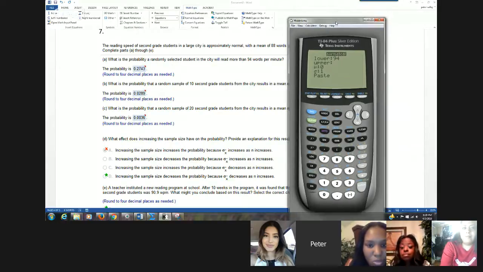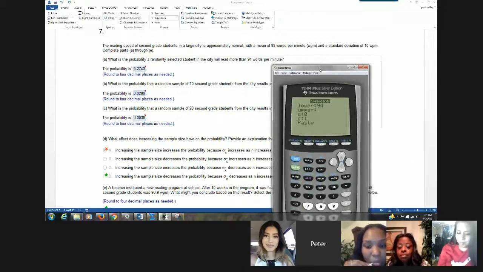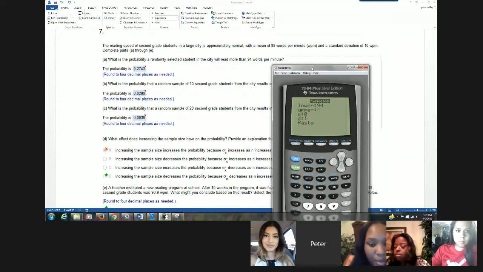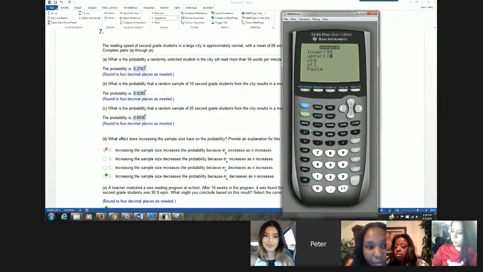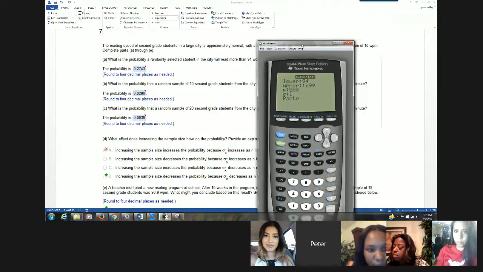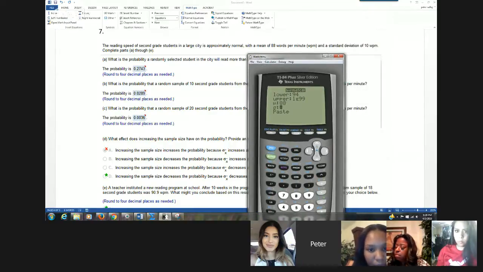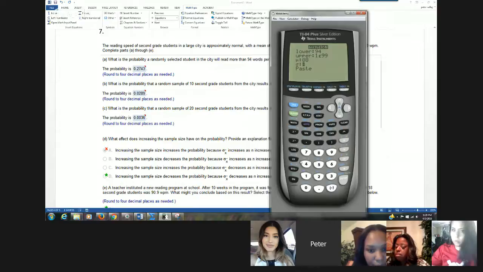All right, lower. Where was I? Okay, so it says read more than 94, so my lower is 94. My upper is going to be infinity, so that's 1E99. And they give me a mean, and they give me a standard deviation of 10. Alright, so that's where they get that number from.